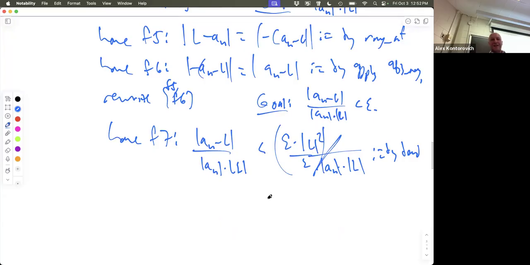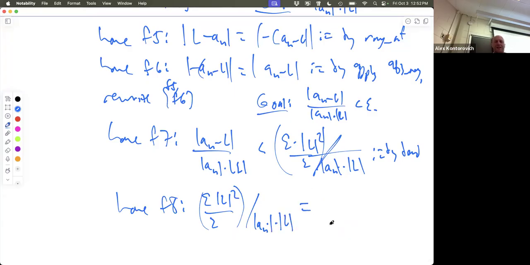And then how about this last thing? Let's have an F8, which is that epsilon norm L squared over 2 divided by an times L. That's equal to, I just want to cancel the L on top and bottom. Let's simplify this a little bit. Epsilon over 2 an with an L on top. Does that look right? That should be by, I'm going to say field simp. Maybe field simp followed by bound.